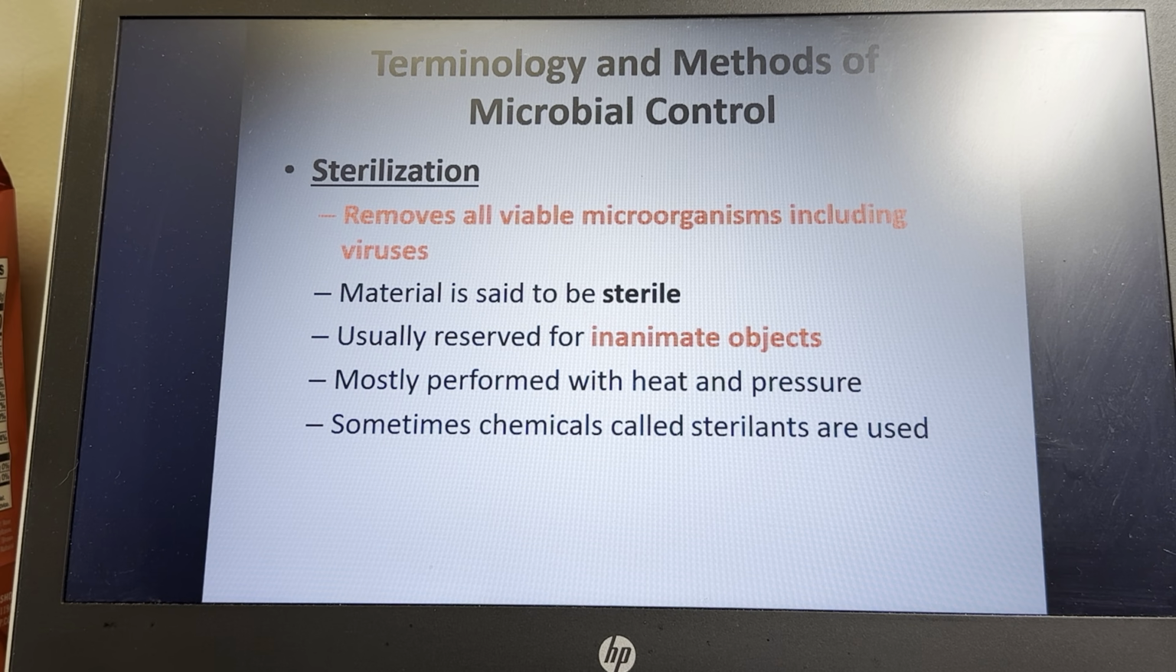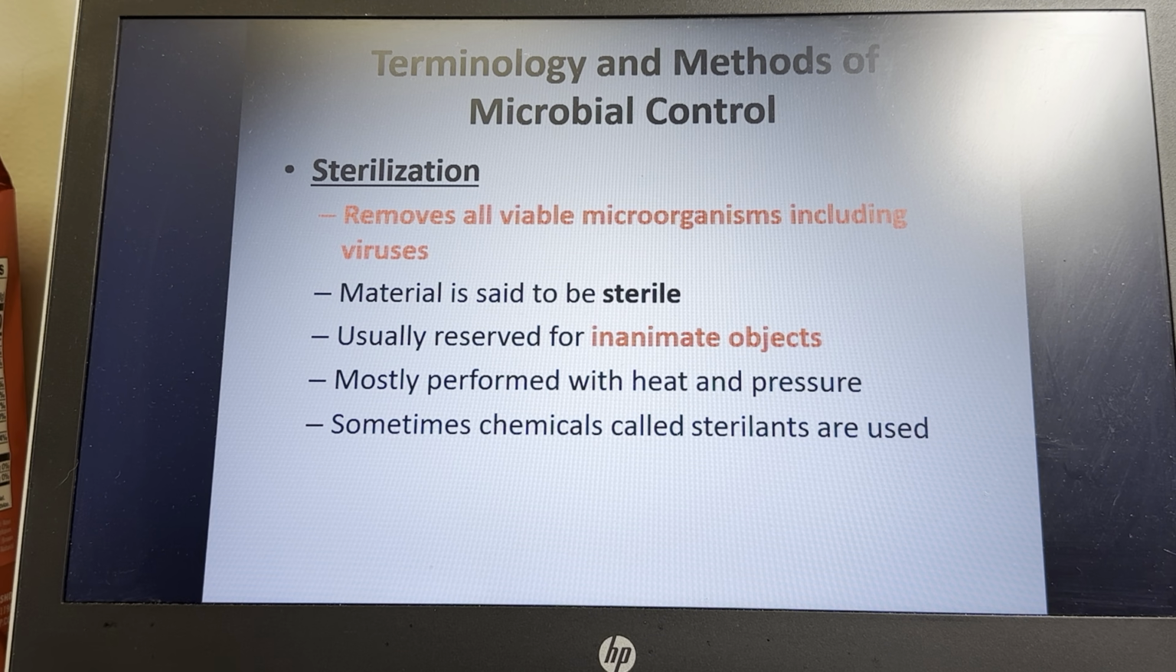So sterilization, as I mentioned, is when you want to get rid of everything. So bacteria, viruses, cysts, endospores, everything. And mostly performed with heat and pressure. That's what the autoclave does. Sometimes when it's something like the inside of a building, which is obviously too big to fit in an autoclave, then you can use really severe chemicals, and those are called sterilants, and they're basically just pumped through whatever building you want to try to sterilize.